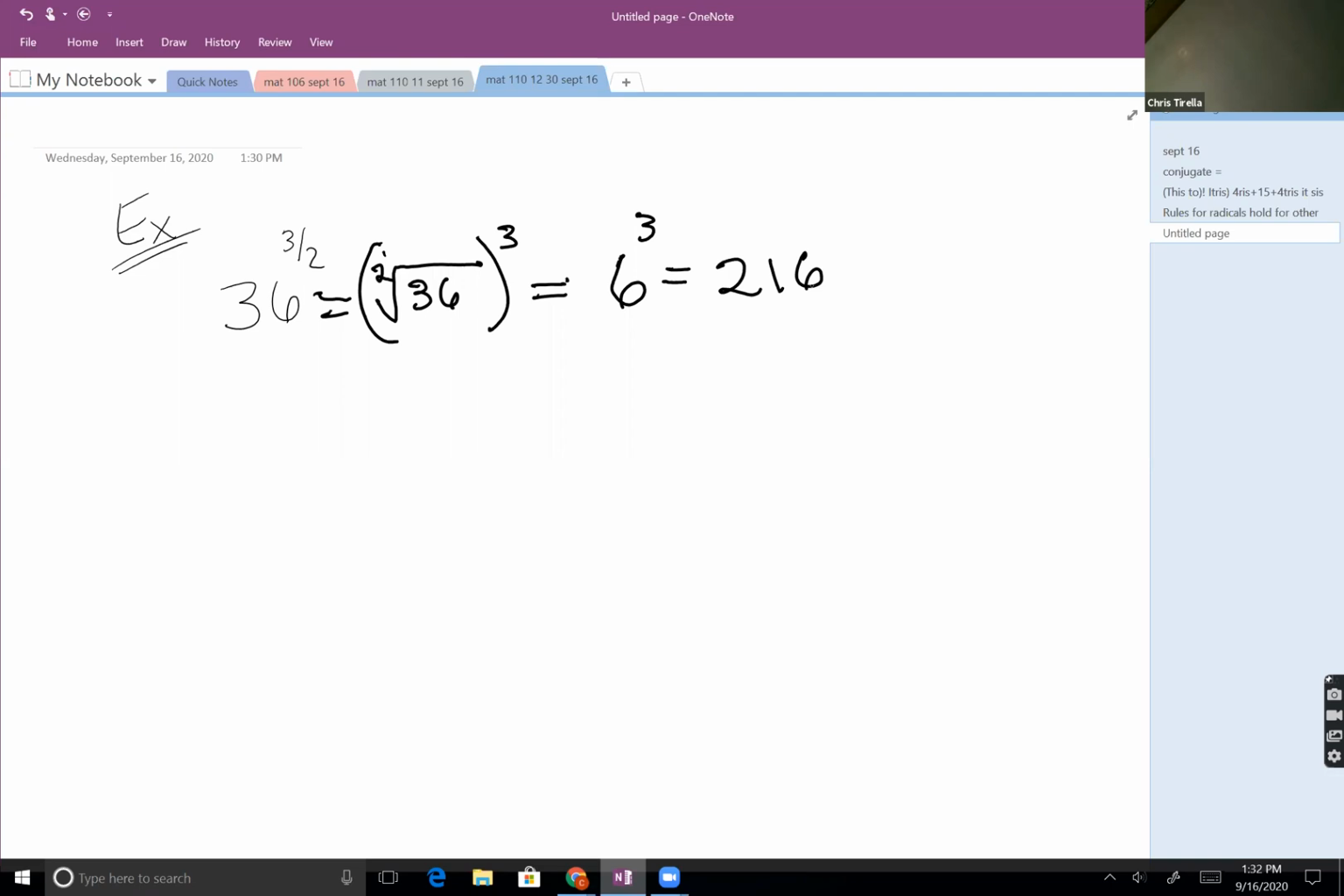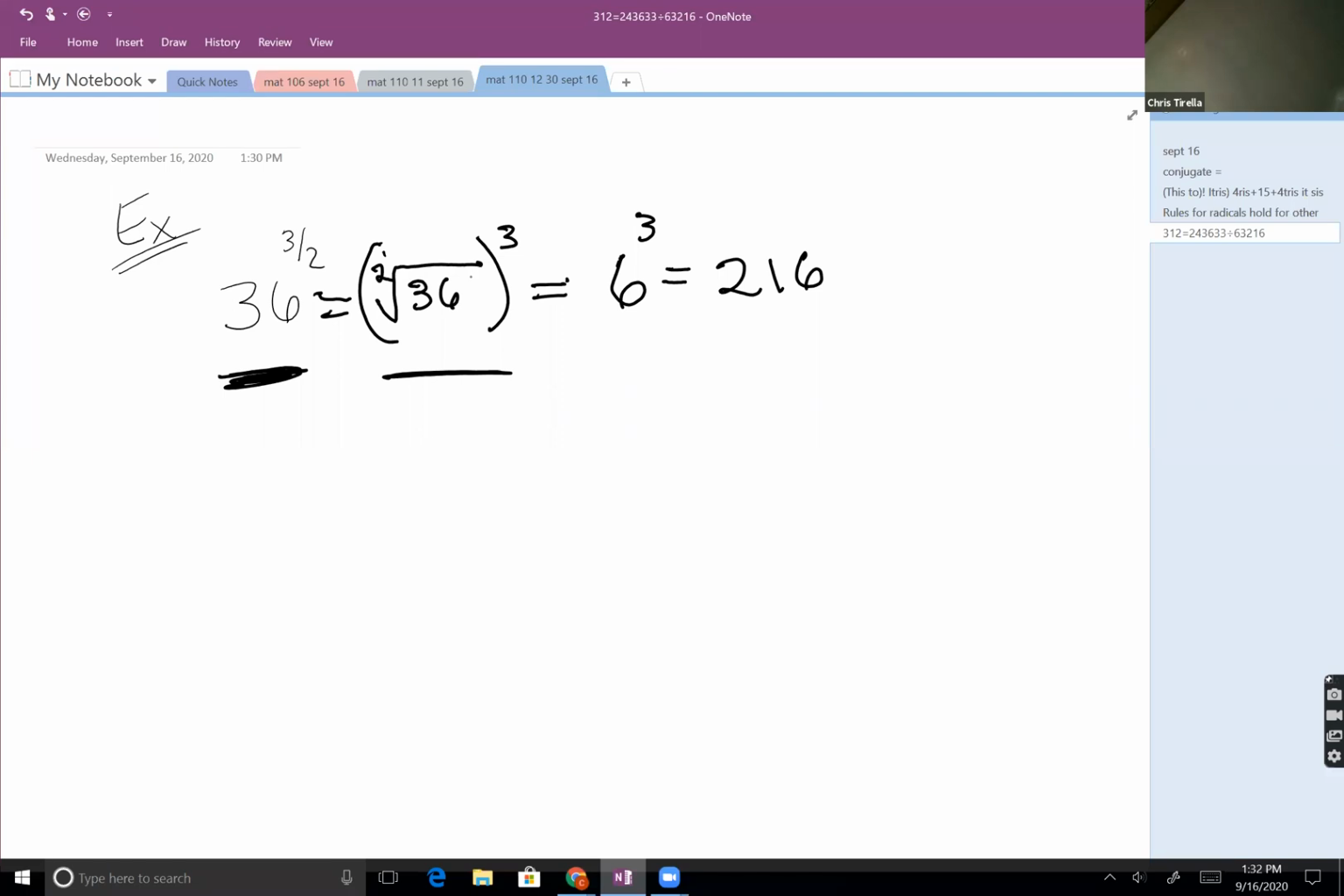What's important that you're going to need for the rest of your mathematical career, through pre-calculus, calculus, and beyond, is this ability to take a radical and write it as a fractional exponent. This step here, going from 36 to the 3 halves to the square root of 36 cubed. Is everybody all right changing the radical into a fraction or the fraction into a radical?